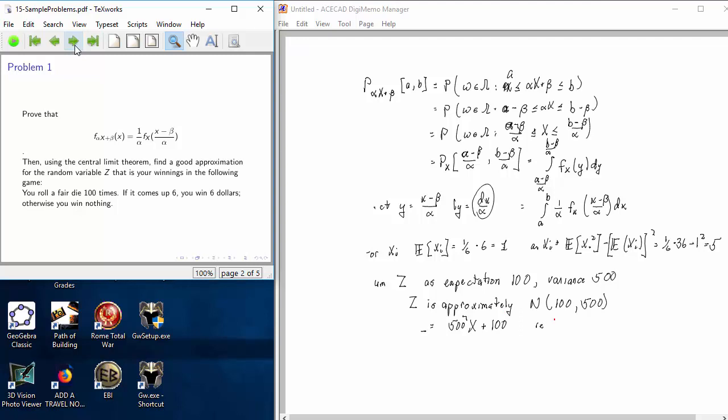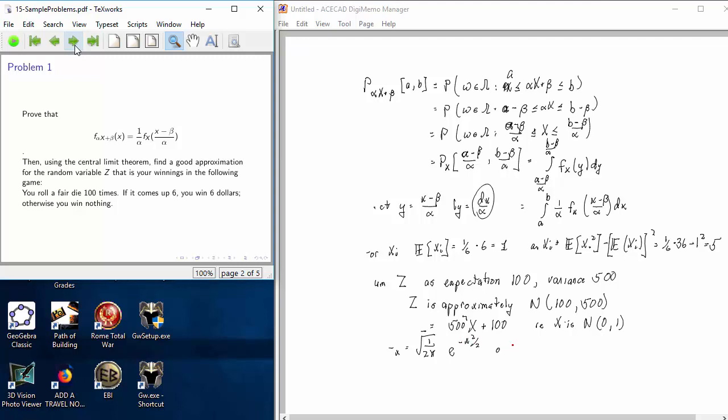And this is correct where x is a normal distribution with 0 expectation and variance 1. But for that, we know the density function. It's the square root of 1 over 2 pi times e to the minus x squared over 2.